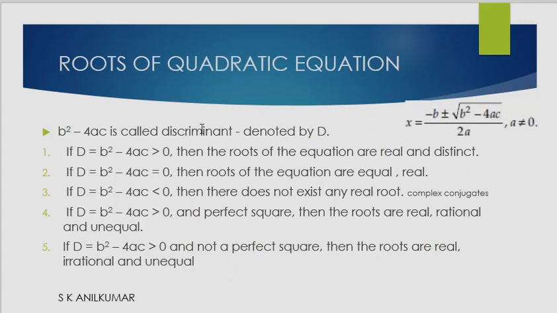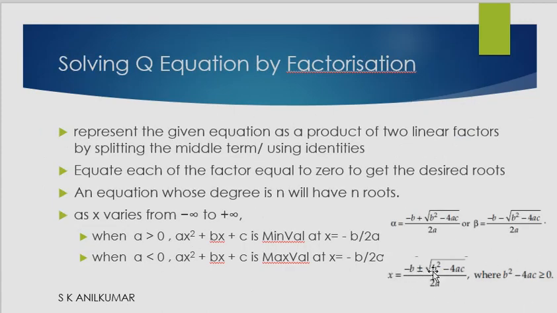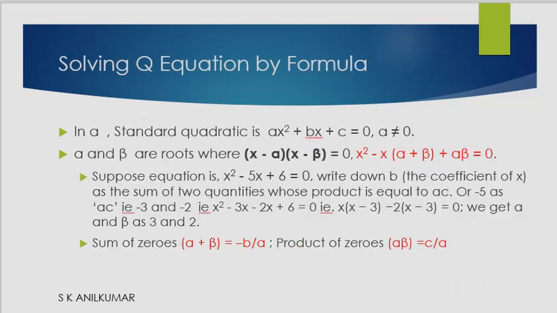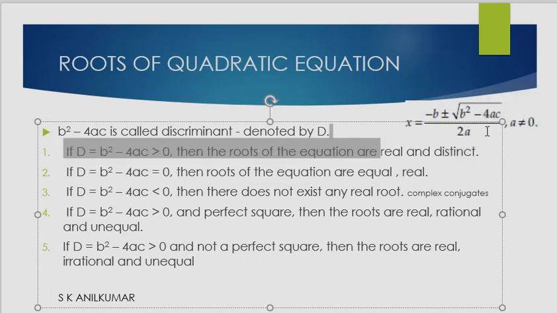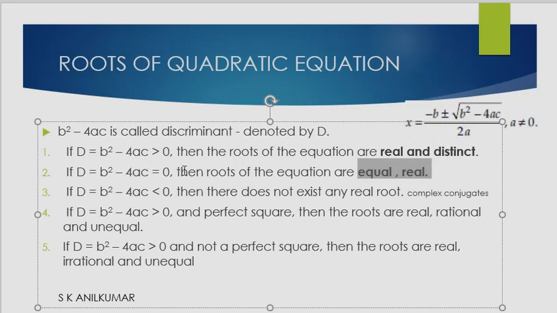Now b square minus 4ac is called the discriminant, denoted by D. Here also we have x equals minus b plus or minus root of b square minus 4ac, by 2a. Why root of? Because x square is this, so x will be the square root of this. Where do we get this from? We get it by solving this, substituting for x some other value and finding out what x could be. So if b square minus 4ac is greater than 0, then roots are real and distinct. If b square minus 4ac equals 0, then they are equal and real. Both are the same. You have alpha and beta as the same.